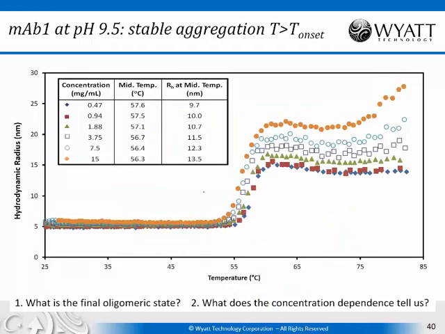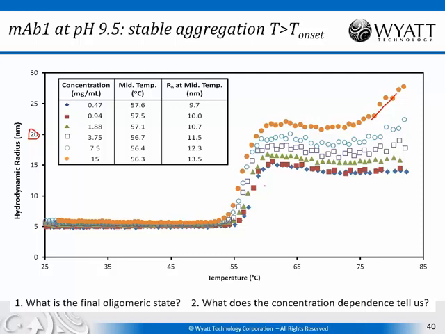Now this is the same monoclonal antibody at a different pH, 9.5, and you can see that it has rather different behavior. It also goes through a temperature transition, but instead of going up to the hundreds of nanometers, it just goes up to about 15 to 25 nanometers in size, and so it's a much more controlled, I call it oligomerization rather than aggregation. It also has a secondary transition here at about 75. And again, we can zoom in.